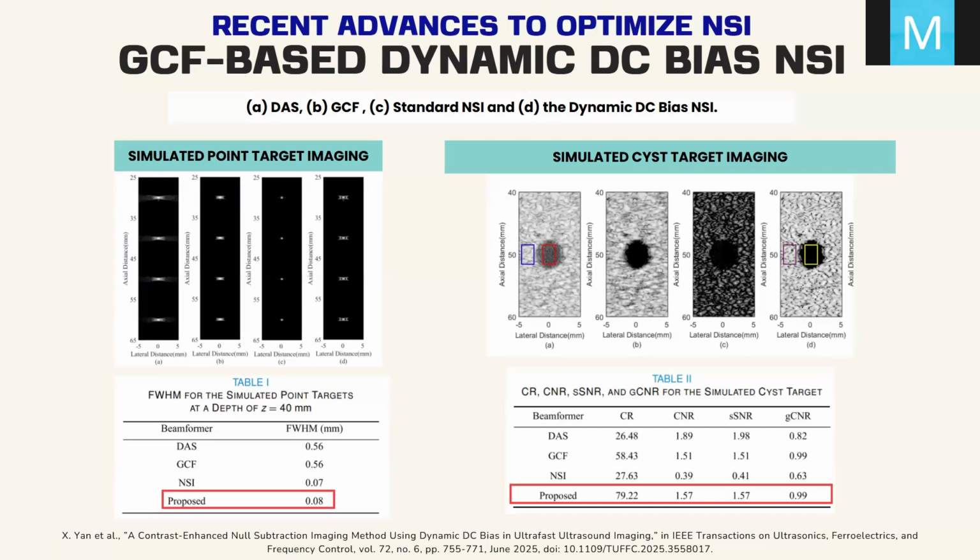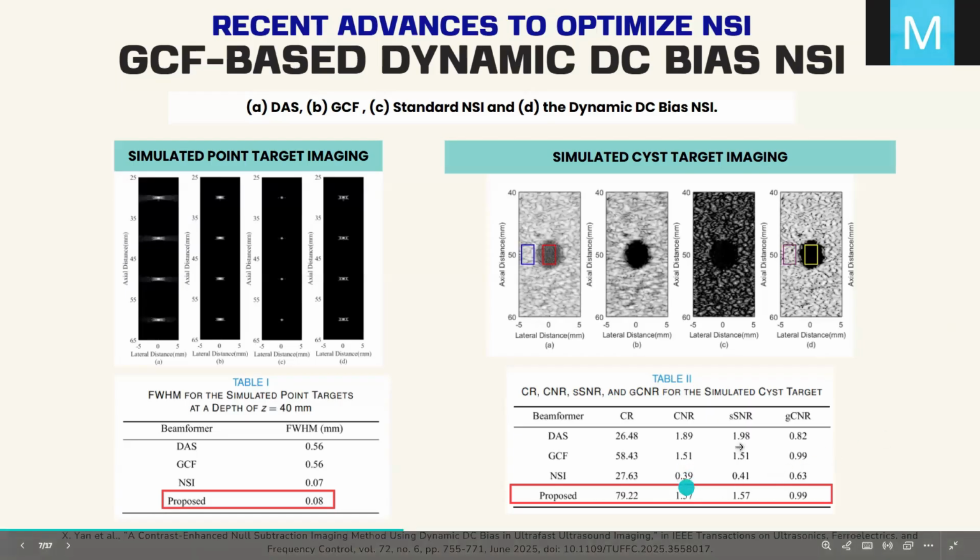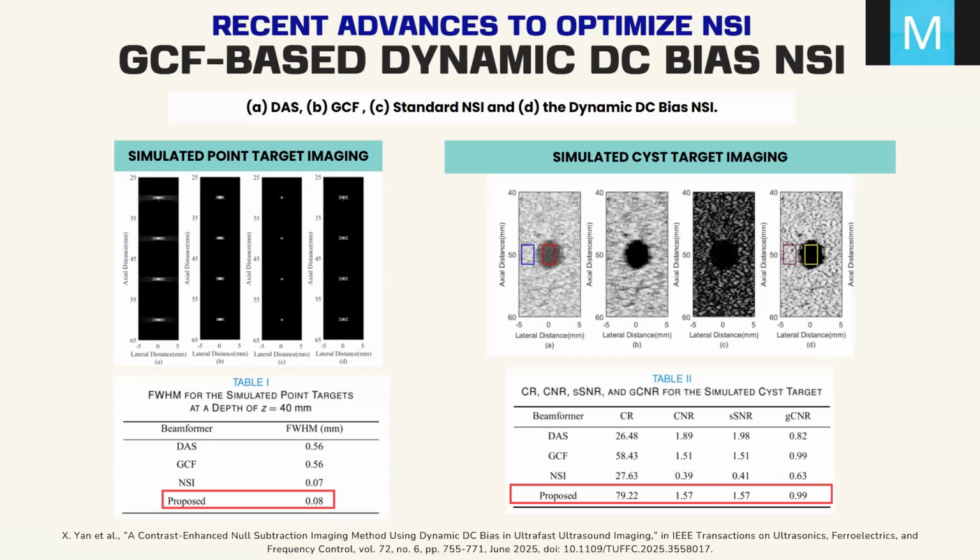In the simulated point target experiments, the proposed method achieved the second narrowest main lobe with a full width at half maximum value of 0.08, slightly wider than the 0.07 obtained by the standard NSI, but markedly better than the 0.56 achieved by DAS and GCF.